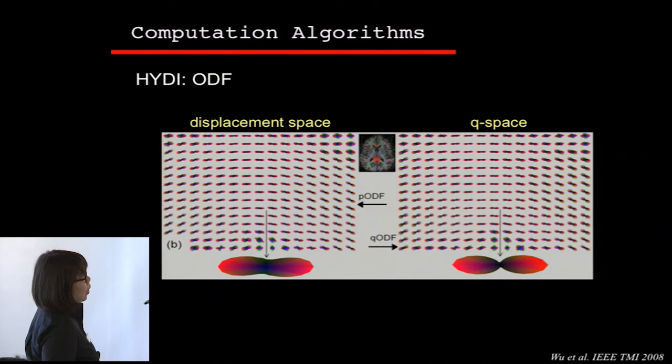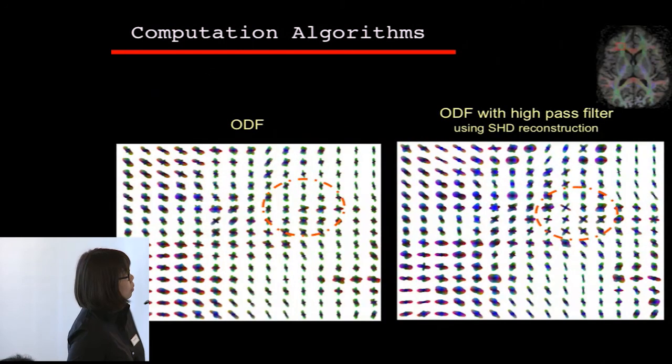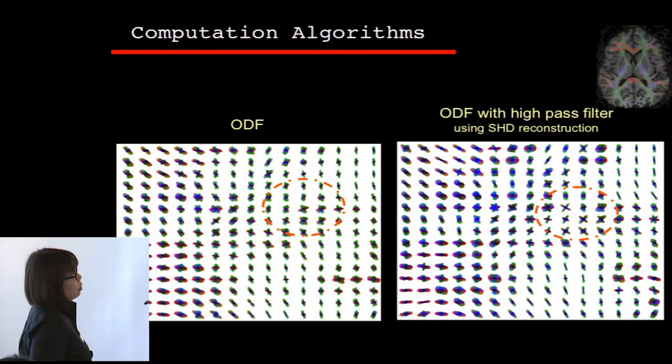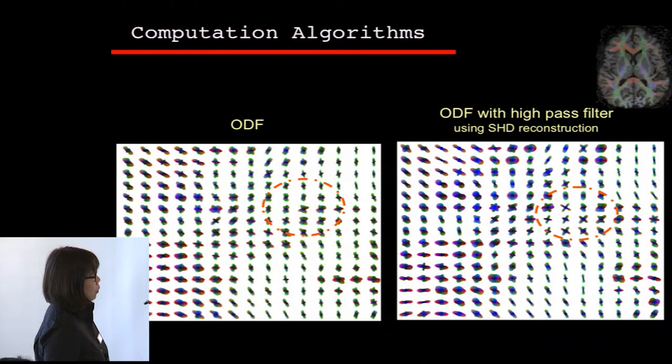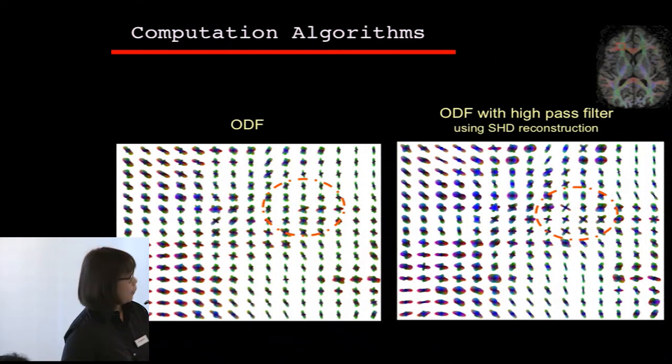And the space where we compute this ODF function, for example, in the displacement space, you get this wide waist, and if we compute ODF in the Q space, it's narrow. Also, there's some processing regularization. If we use a high-pass filter on these spherical surfaces, like using spherical harmonic decomposition reconstruction to get rid of the higher order part, which usually decreases the noise, you can get a clearer crossing fiber.